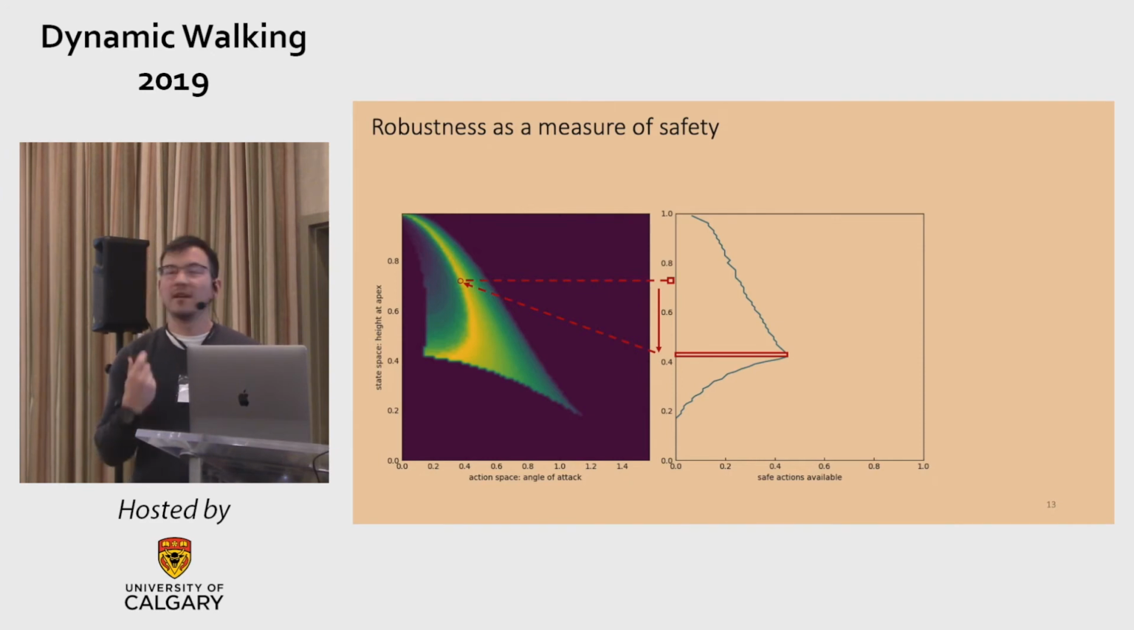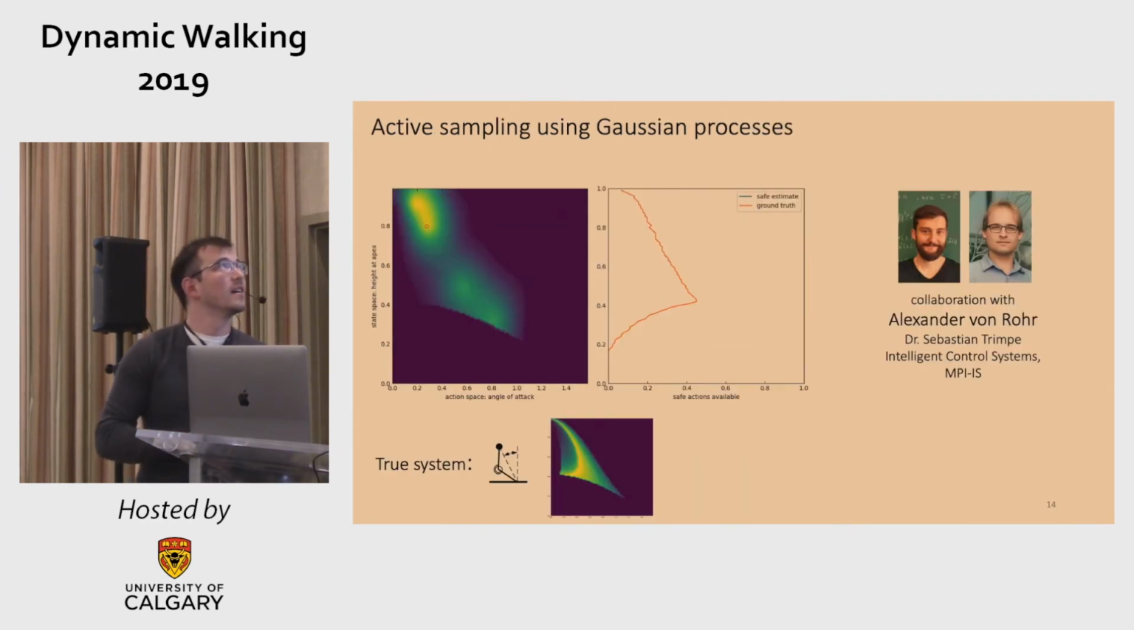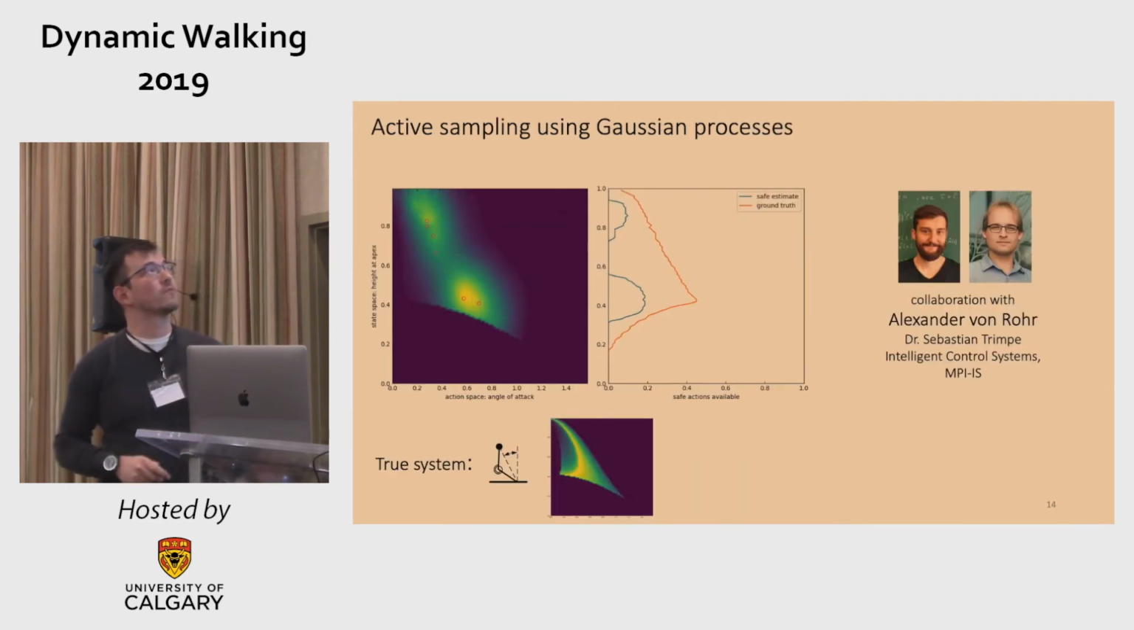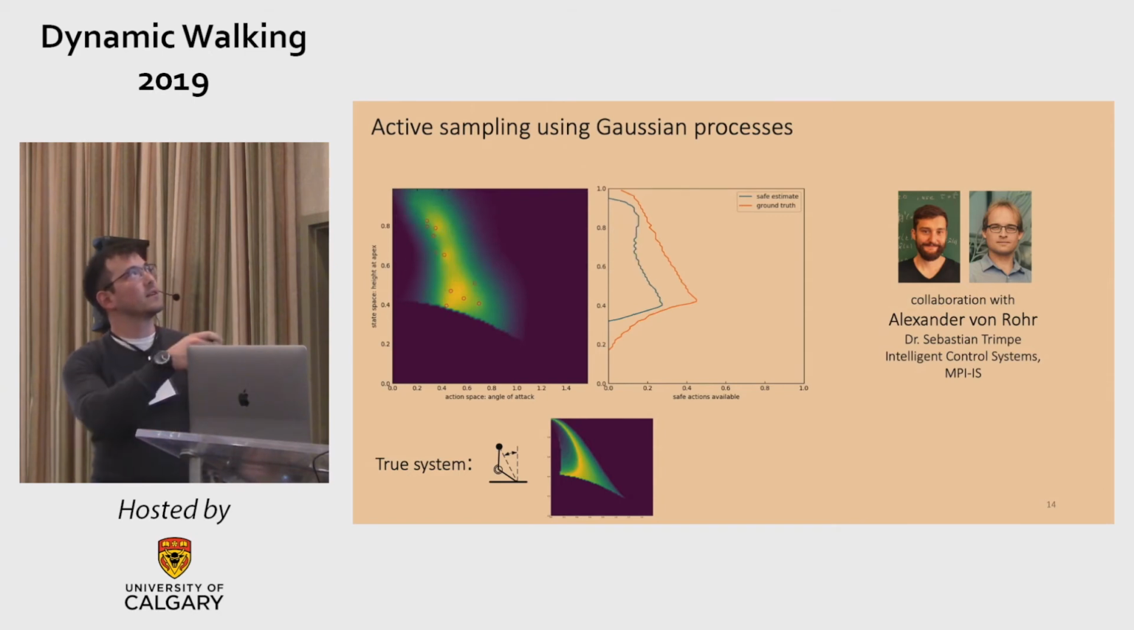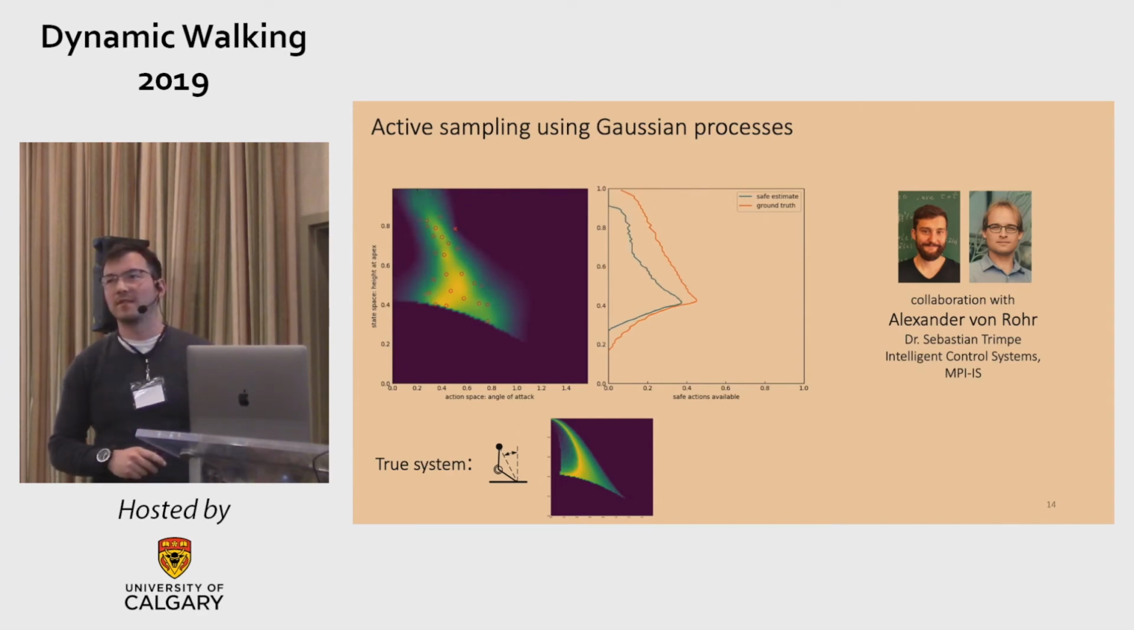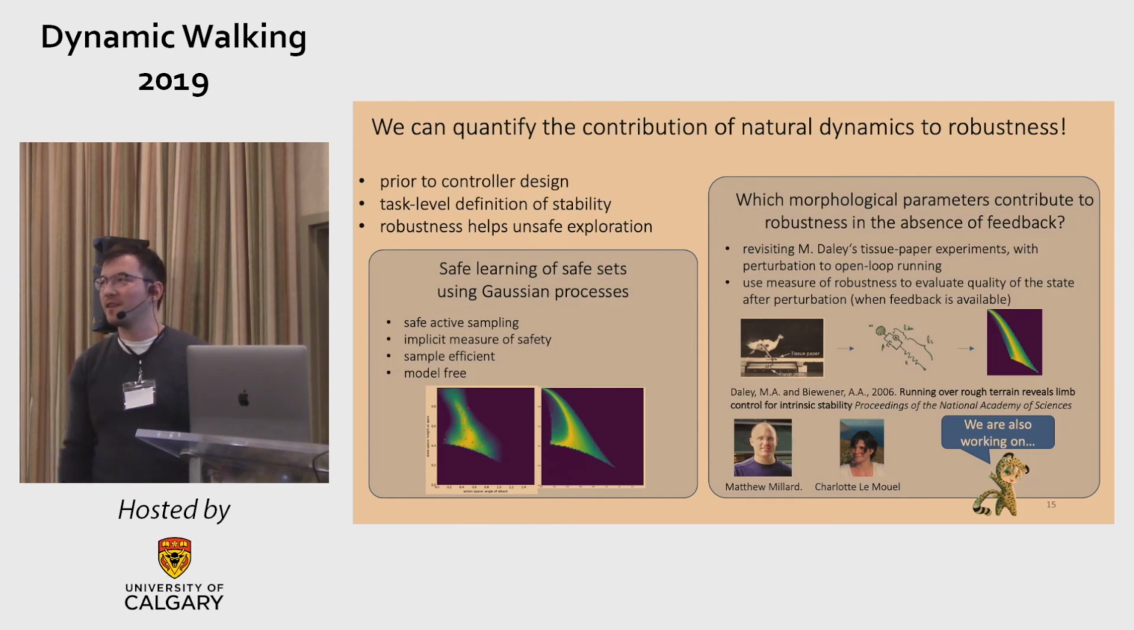And since this is sample-based, you can hit this with your favorite machine learning tool. So for example, here we're using Gaussian processes to safely sample the state action space and learn both the measure and the set of viable states at the same time. And that's it. I'm happy to take any questions.